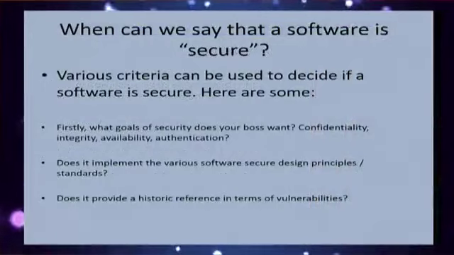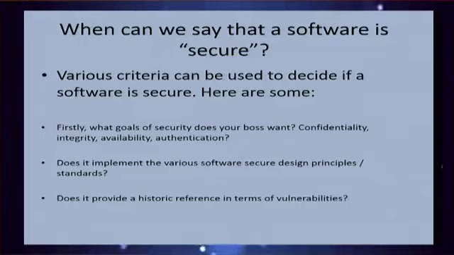Again, when can we say that a software is secure? Various criteria can be used to decide if a software is secure. Here are some. First, what security goal does your boss want? Does he want confidentiality? It means information is secure and nobody may see it. Integrity: everybody can see the information, but nobody is allowed to modify it.